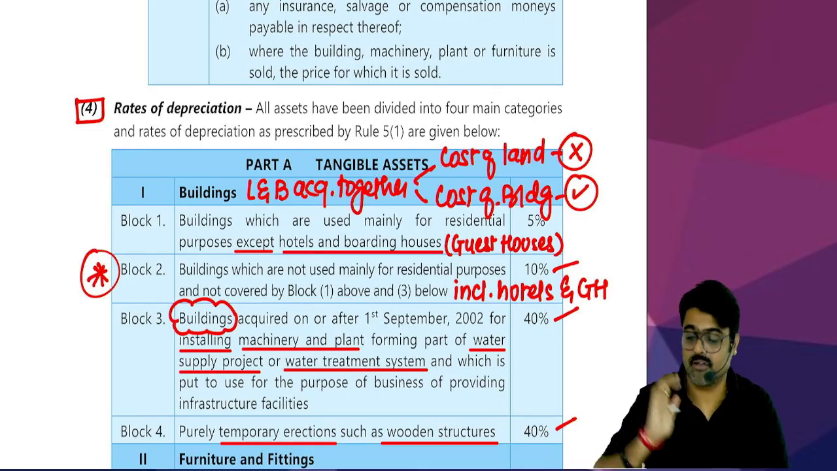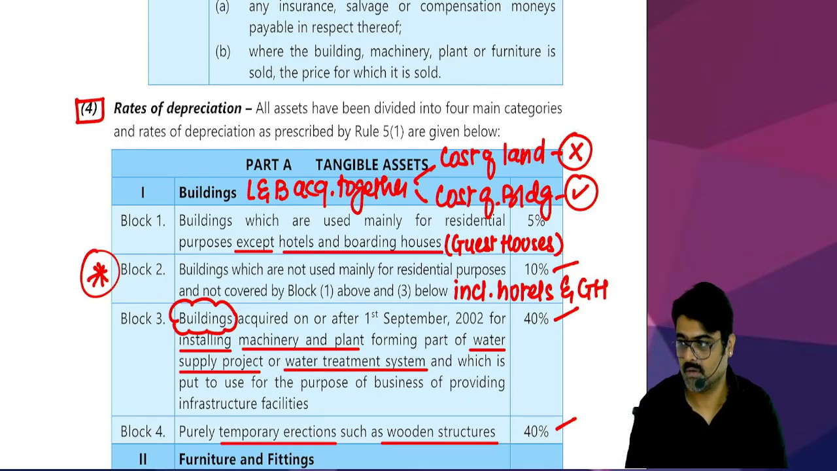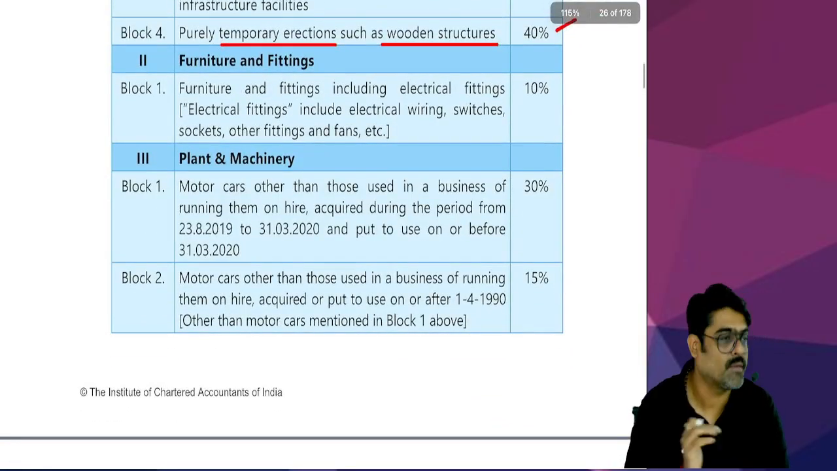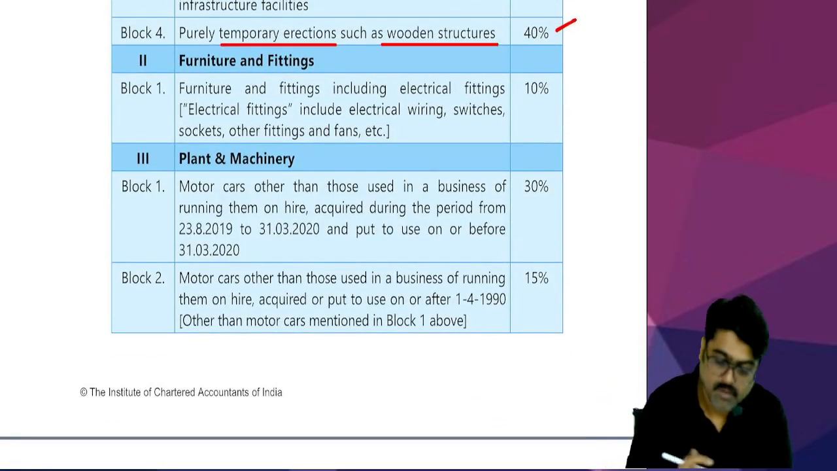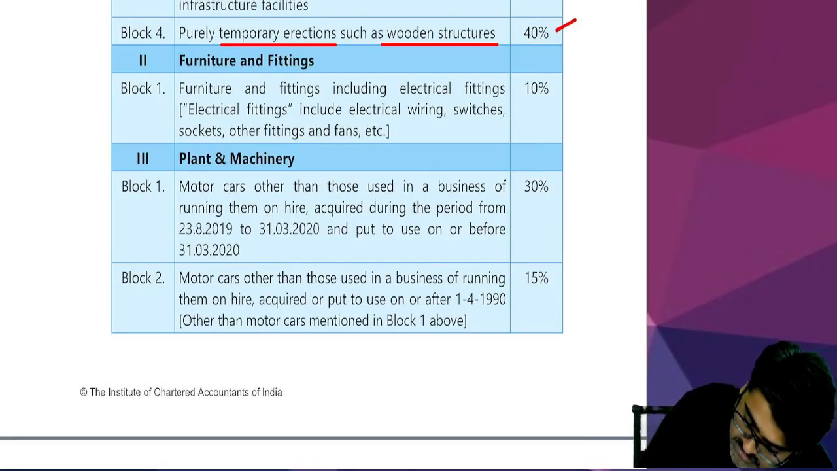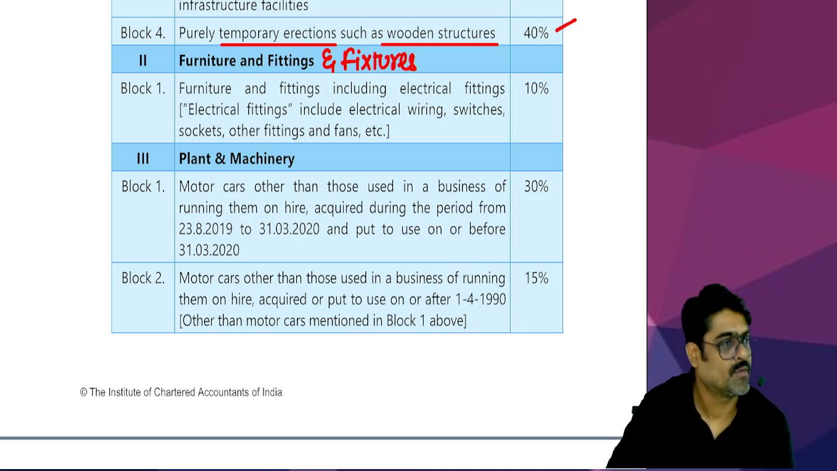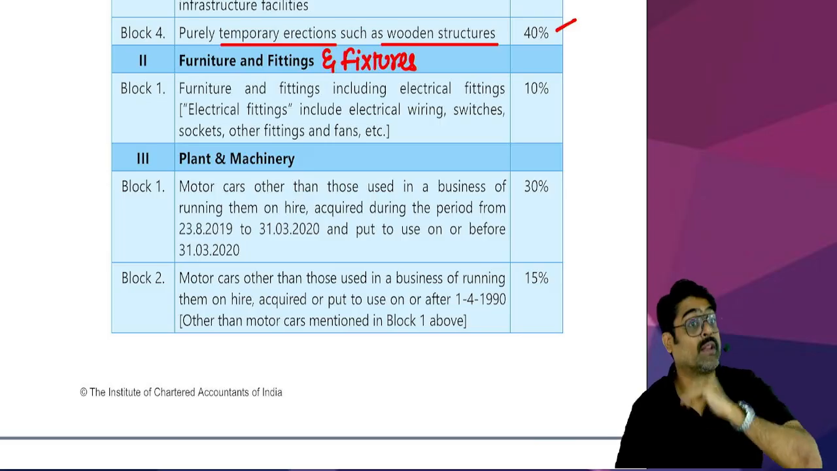Did you understand this much? First of all, tell me yes or no. Should I move on to the next block? See, after building, furniture and fixtures are there. Furniture, fittings and fixtures. Now see, what all things will be covered here.